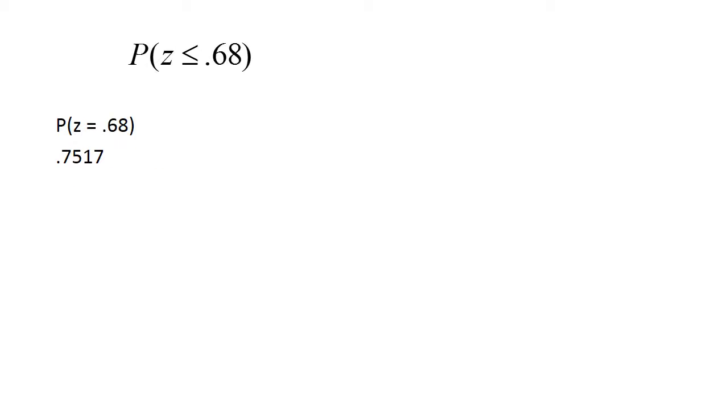The next question is a less than question. Anytime you're asked to find the probability that the z-score is less than a given number, you look up the z-score in the table to find the corresponding probability, and that is your final answer. In this particular problem, when you look up the z-score of 0.68, you get an area of 0.7517.